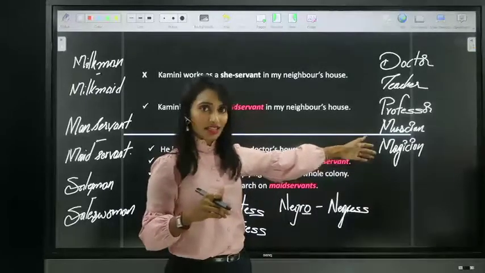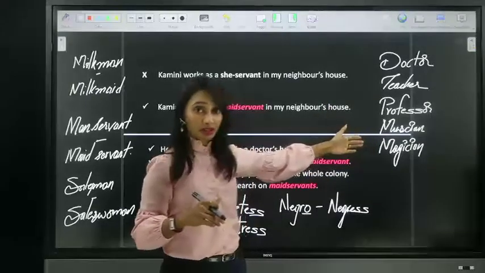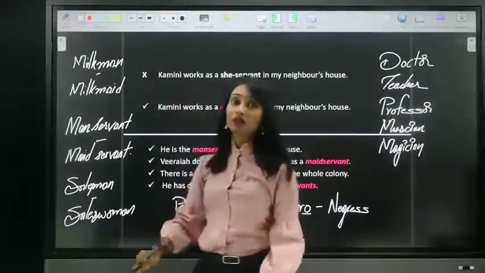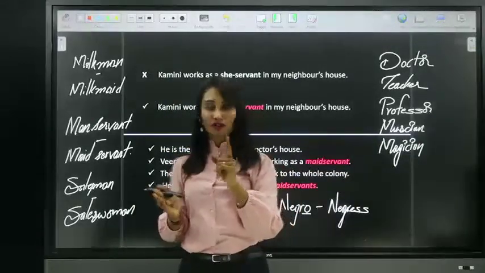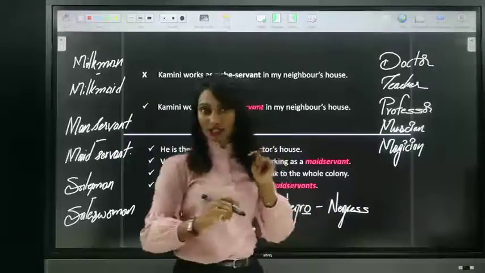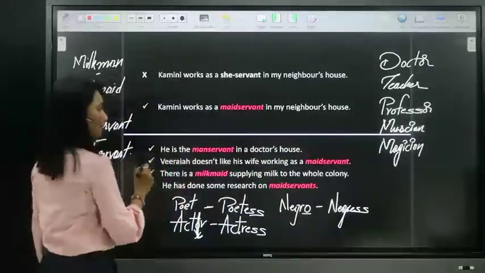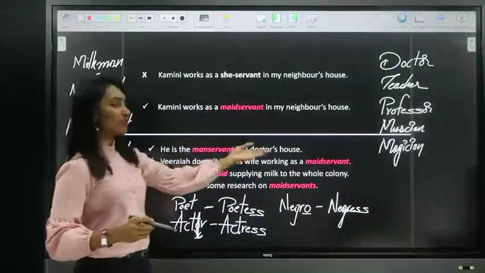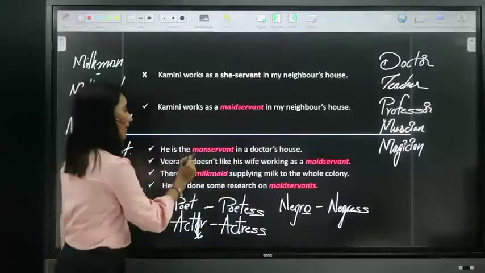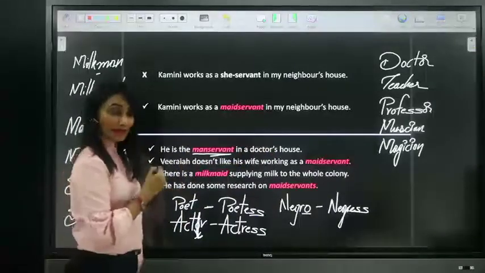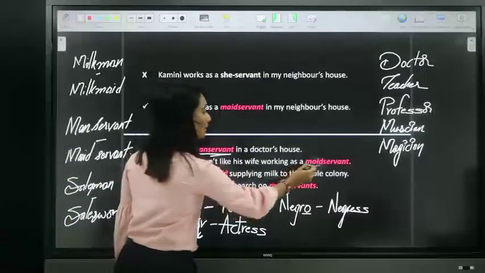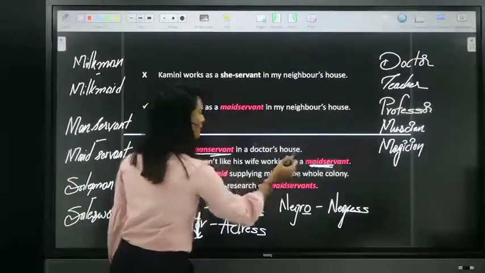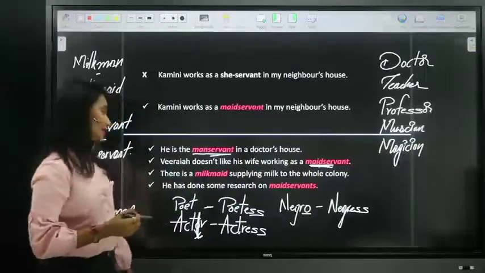We can use either he or she. It depends upon the context. But for some common nouns, there is very clear gender difference. So whenever there is gender difference, use appropriate gender form. Look at these examples. He is a man servant in a doctor's house. So man servant, masculine. Viraya doesn't like his wife working as a maid servant. Feminine for man servant is maid servant.